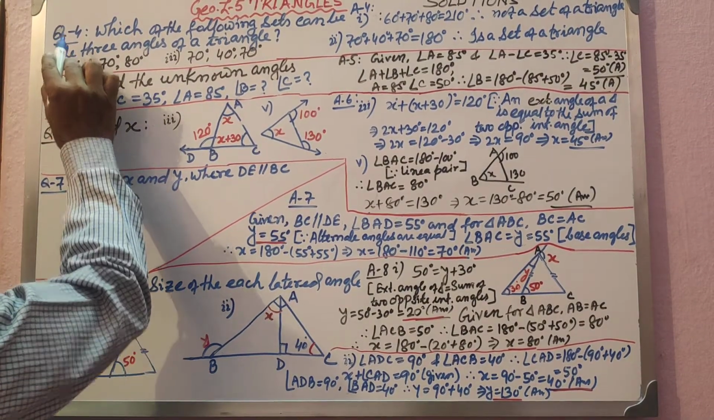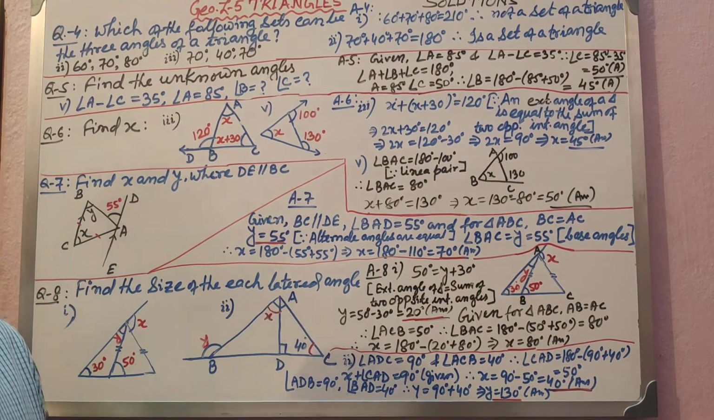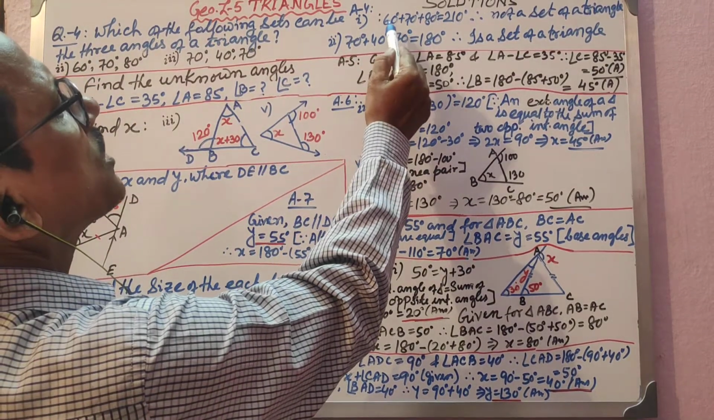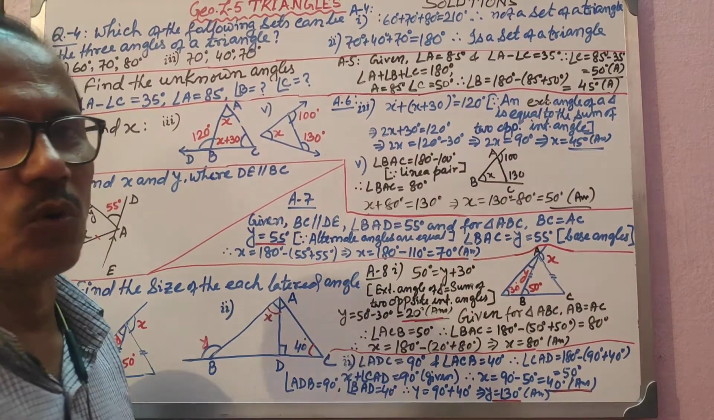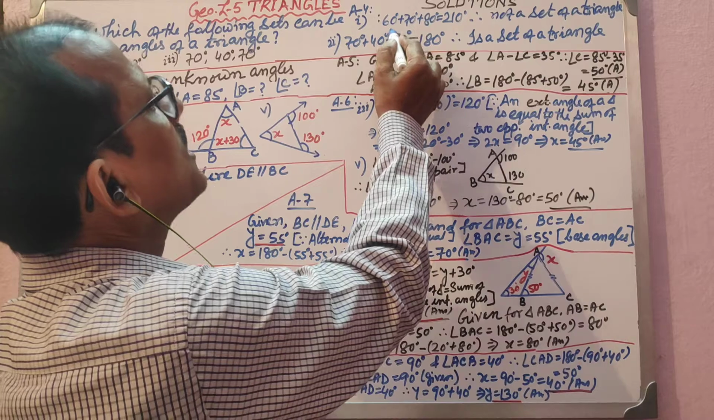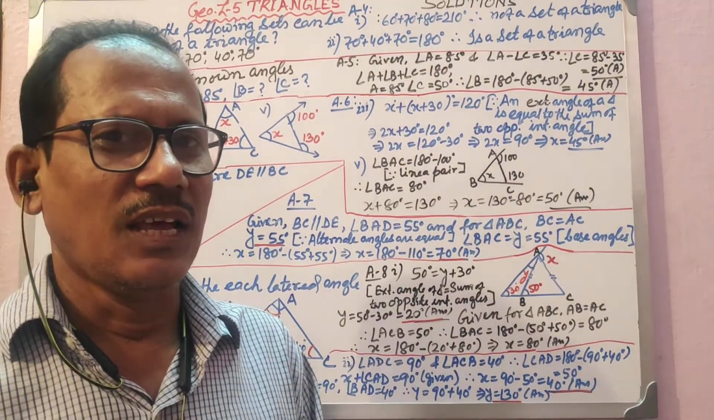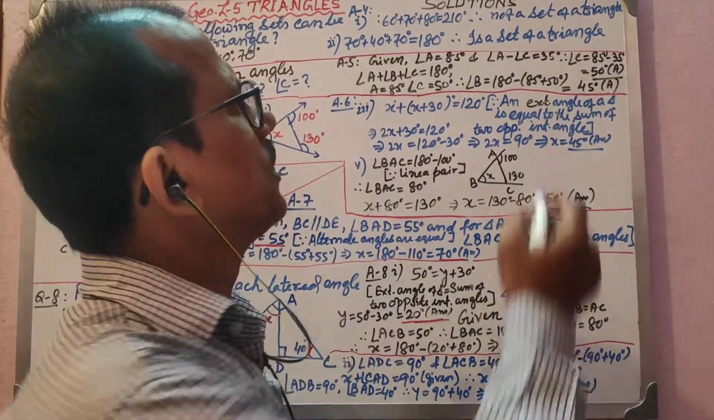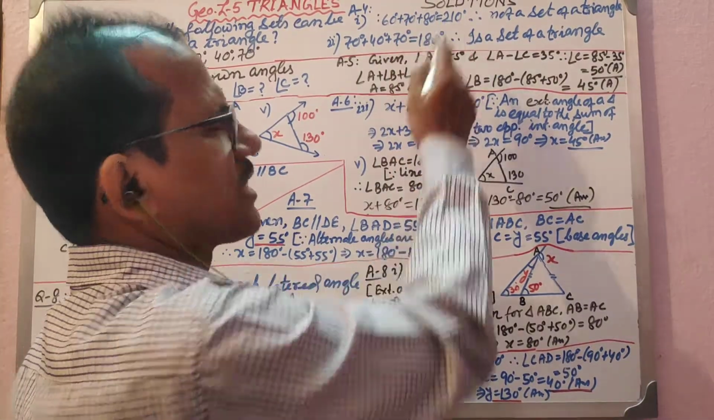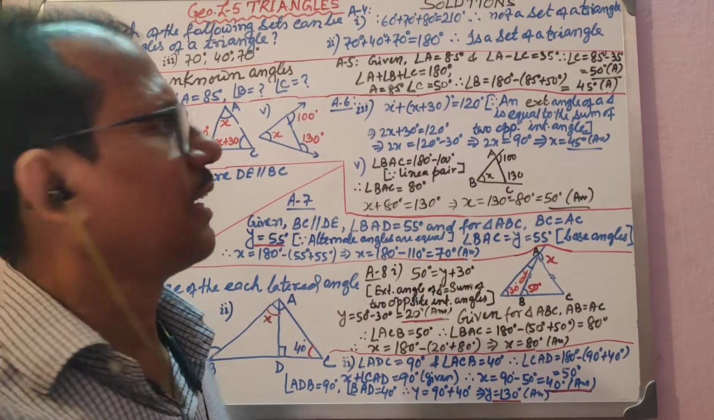Here I have taken question number 4, part 2: 60 degrees, 70 degrees and 80 degrees. See the summation of it. What we have done in the solution: 60 plus 70 plus 80 is equal to 210 degrees. Is it equal to 180 degrees? No. Therefore, these angle measurements are not the angles of a triangle. So these sets are not the set of a triangle.